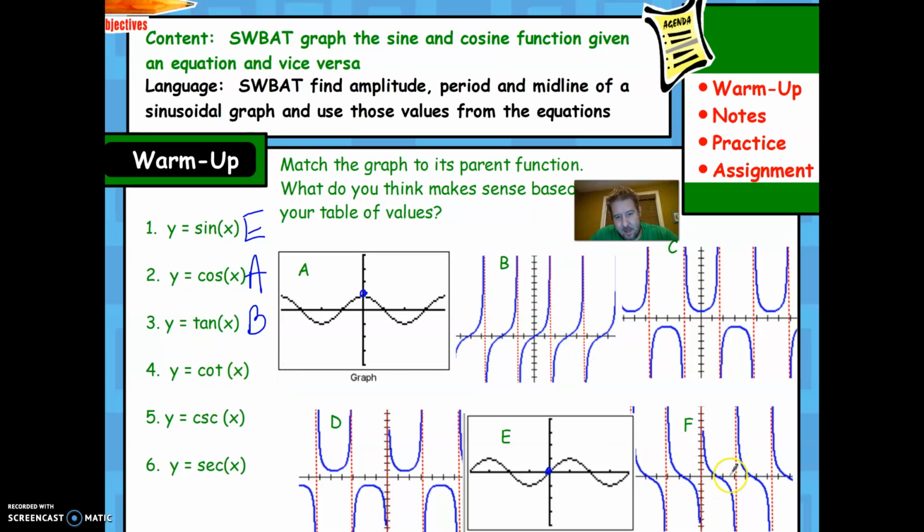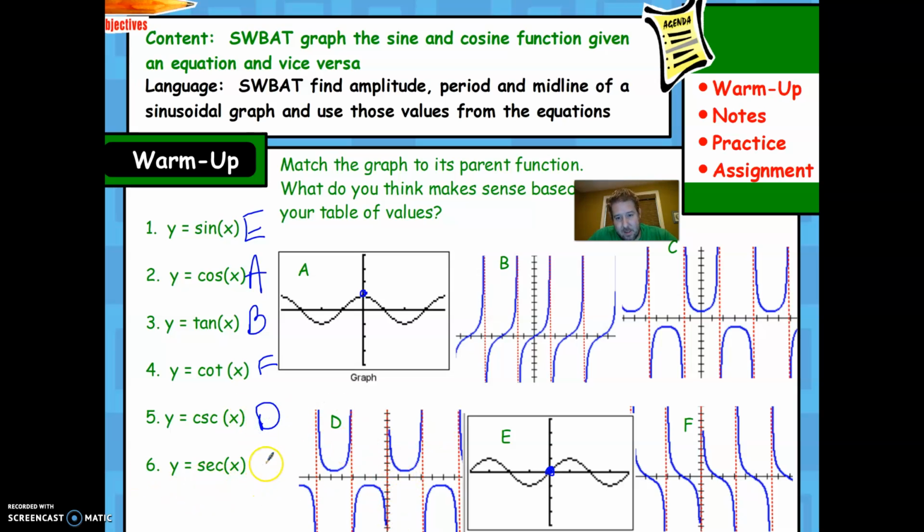Cotangent would be the exact same thing as B, which would be F because it's going down. Now, these two can very easily be mistaken, cosecant and secant. Cosecant, remember, is the reciprocal of sine, and sine is 0 at 0 degrees, which means it has 0 as an answer. So if you take the reciprocal of 0, it would be undefined, which is the reason why cosecant is undefined there, so that would definitely have to be choice D.